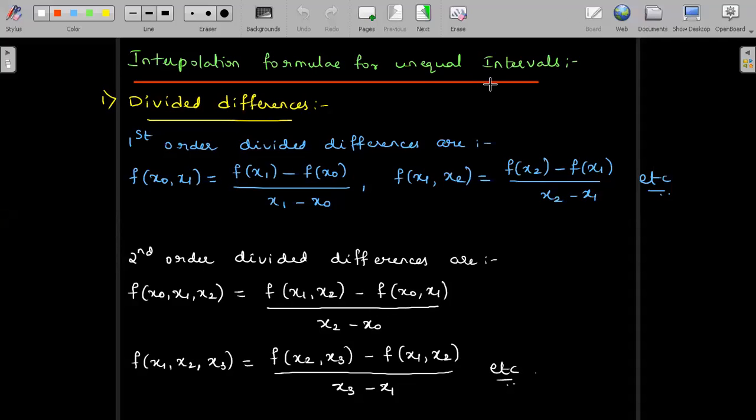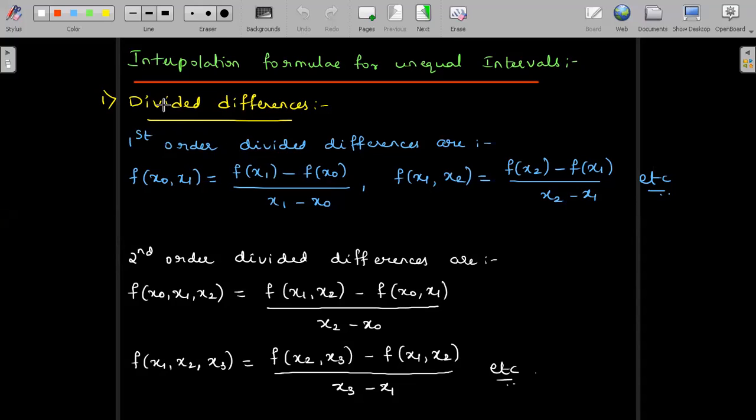Interpolation formulae for unequal intervals. So now we are dealing with different types of formulae where the interpolation is with unequal intervals. Unequal intervals means the values of x need not be equidistant. So divided difference is the first method there, and we are going to deal with Newton's divided difference formula.